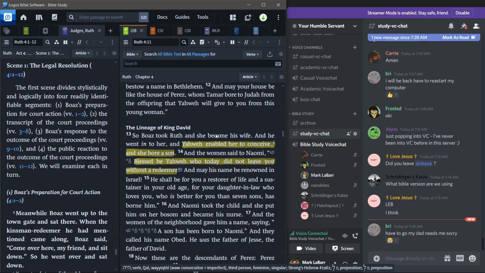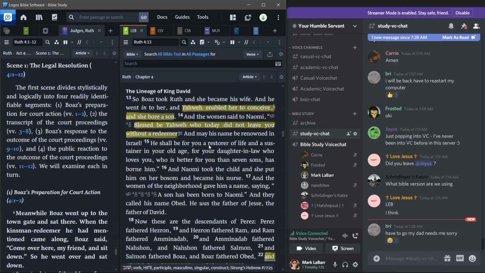So this isn't some natural process. Specifically says that God enabled her to conceive. And we learned in chapter 1 that apparently God did not enable them to conceive, because for 10 years both Orpah and Ruth were barren. But this is essentially a blessing of this union and an affirmation by God that it is indeed good and is indeed lawful.